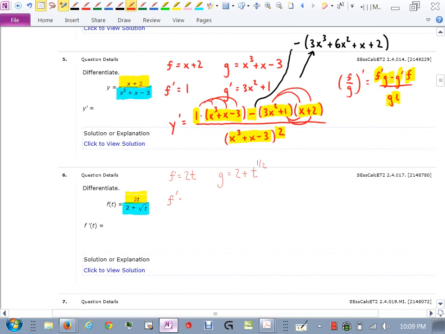So derivative of 2t is just 2. Derivative here, derivative of 2 is 0, and then this is 1/2 t to the negative 1/2. I'll just leave it like that.